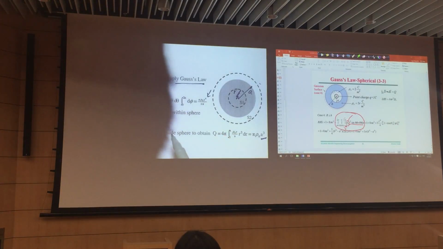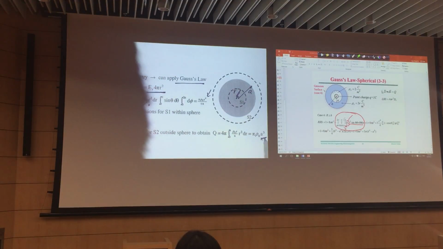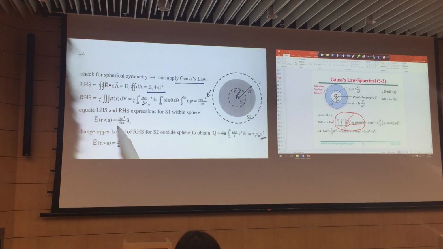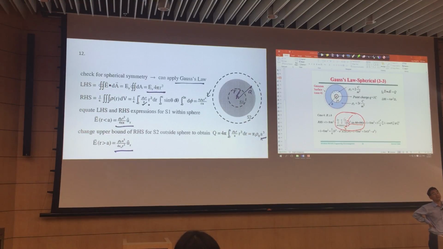This total charge, right? Then for this case, this total charge. So then you can calculate the relationship. It's actually quite straightforward. The left hand side and the right hand side. For the right hand side, if the charge density is uniform, you can use the volume of the sphere times the charge density directly.